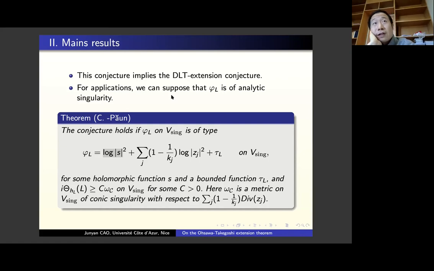We just know that if the section has some mild singularity, then in this case it can be proven that the extension holds. But in general, if the section we want to extend is quite singular, it's largely open. What I mean is that if X is only Kähler, then for the DLT conjecture, even for the projective case, it's largely open. But for our result, I think that we can quite easily generalize to the Kähler case. For the DLT conjecture, it's quite difficult to generalize to the Kähler case.